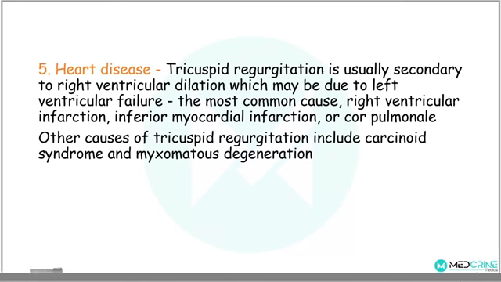Another cause of these valvular heart diseases is the heart disease itself. A tricuspid regurgitation is usually secondary to right ventricular dilation, which may be due to left ventricular failure. The most common cause is right ventricular infarction, an inferior myocardial infarction, or cor pulmonale. Other causes of tricuspid regurgitation are Ebstein's anomaly and myxomatous degeneration.